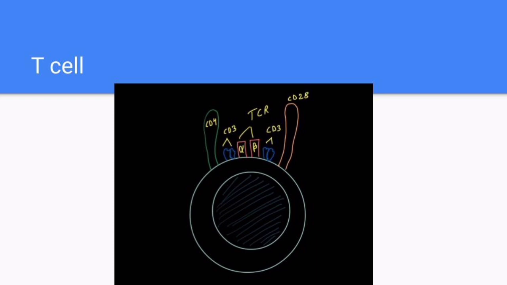Similarly, the other one is CD28. It binds to another receptor present on antigen presenting cells. So you know that the antigen presenting cell through MHC class 2 molecule will present a part of the antigen to T cell receptors, and this CD28 has to bind to the other receptor for the signaling to complete. Otherwise the signal will be incomplete. So CD28 is very important.